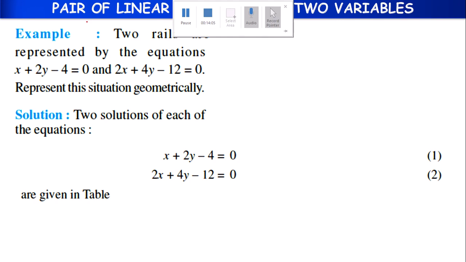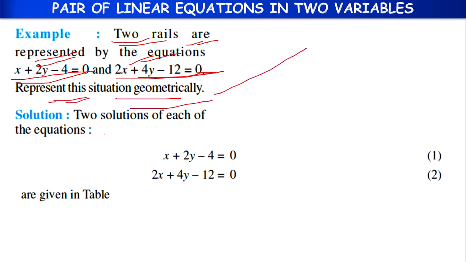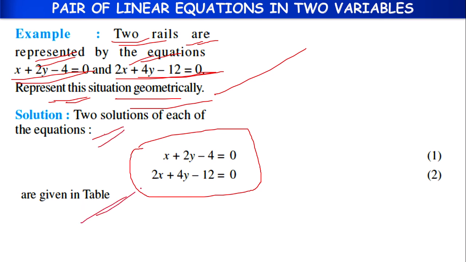Next, another example. Two rails are represented by the equations x plus 2y minus 4 equal to 0, 2x plus 4y minus 12 equal to 0. So represent this situation geometrically on the graph paper. So these two are the given equations here. So let's try to find these solutions with the help of a table.